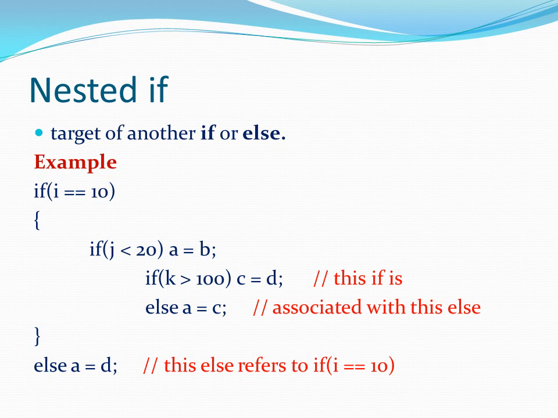The next one is nested if statement. It means that we can use multiple if statements. For example, here we'll see that if i equal to 10. First we'll check one if condition, and inside that we can also check another if condition. So if j less than 20 will execute a statement, or k greater than 100 will execute another statement. So this is called nested if statement.